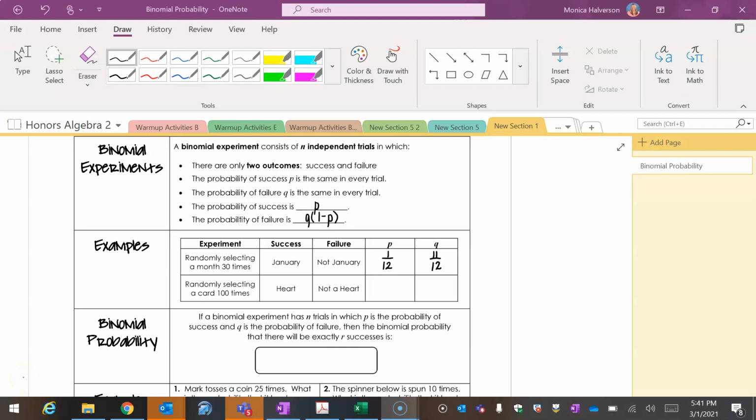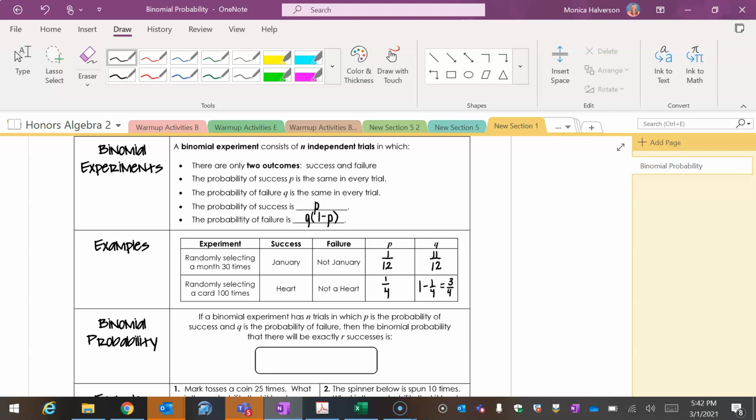Okay, so if you are going to randomly select a card 100 times, what's the success of picking a heart? Well, we know that's going to be 1/4. There's 4 suits, one of them is a heart. What's the failure? It's 1 minus 1/4, which equals 3/4. Okay? All right, so that brings us to what binomial probability is.